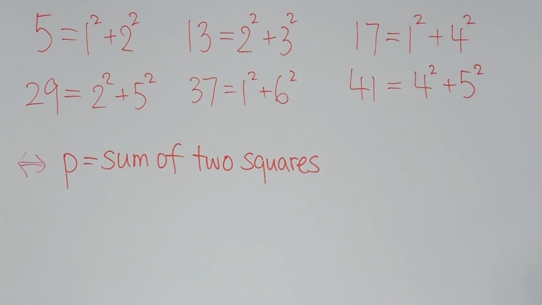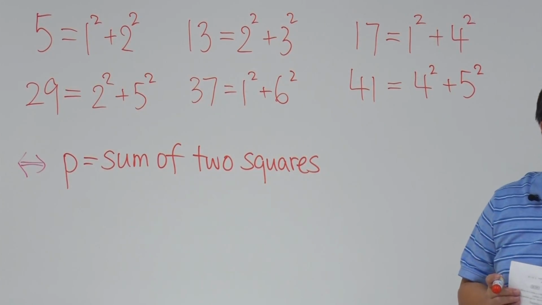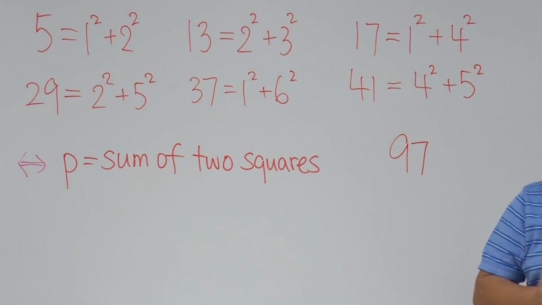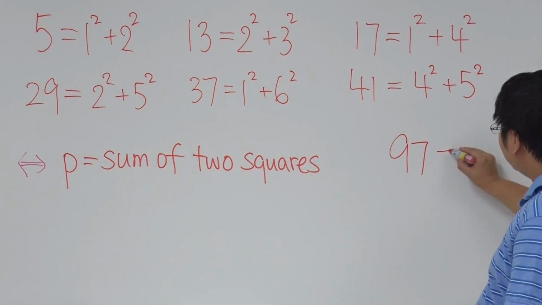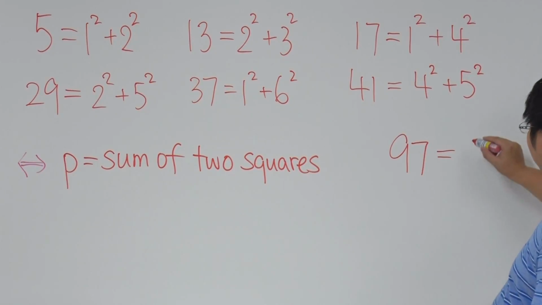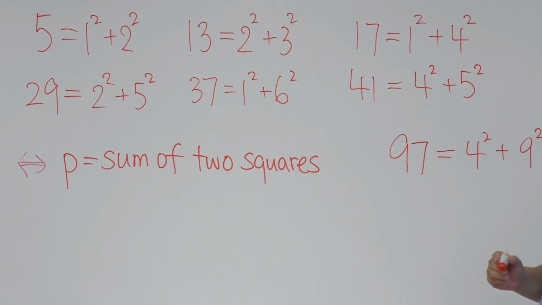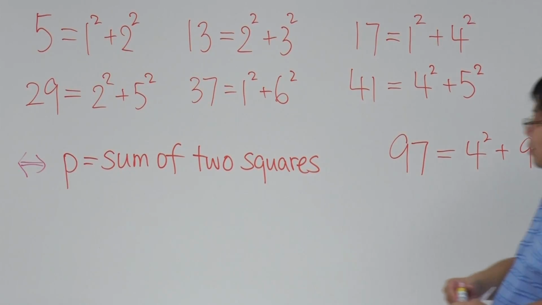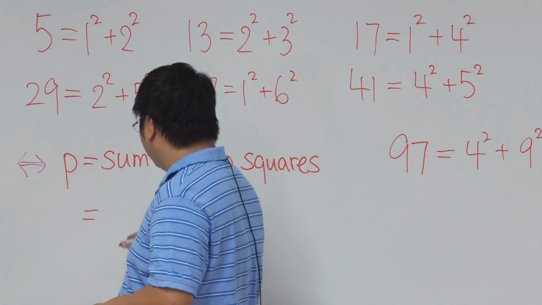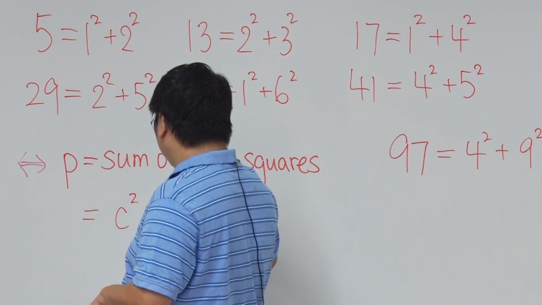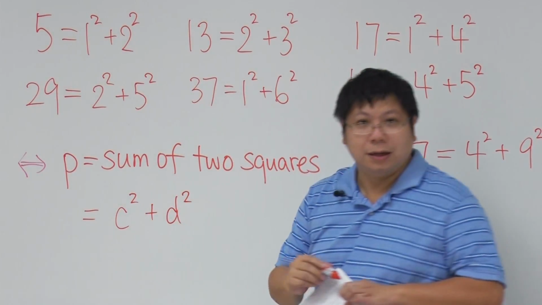If you think of an even larger prime, 97. 97 is a 4k plus 1 prime, and it is equal to 16 plus 81. Amazing, right? So P is equal to some C squared plus D squared.